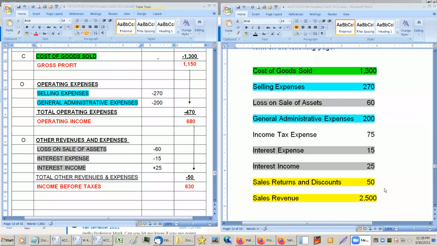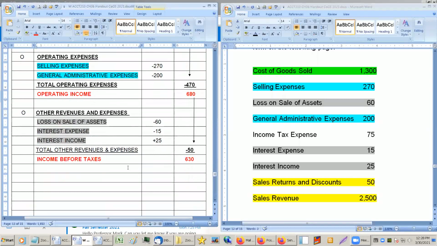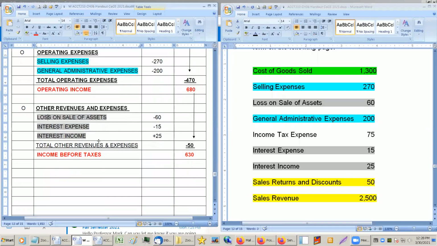So those are things that are incidental to the business. They're not really what you're in business for. But again, they did happen. It isn't like they didn't happen. They're just not what you're really in business for. So that's why we separate those out as something that's different from the regular operating expenses.